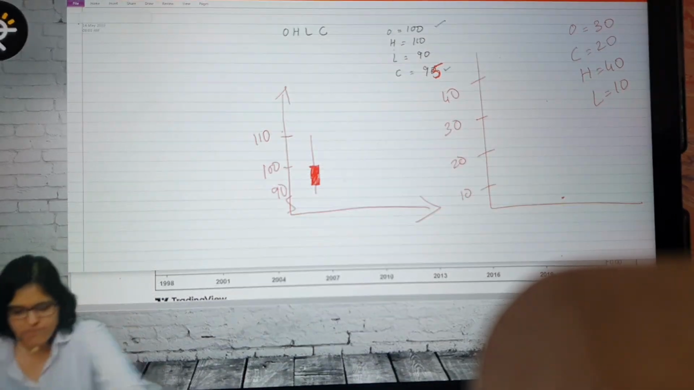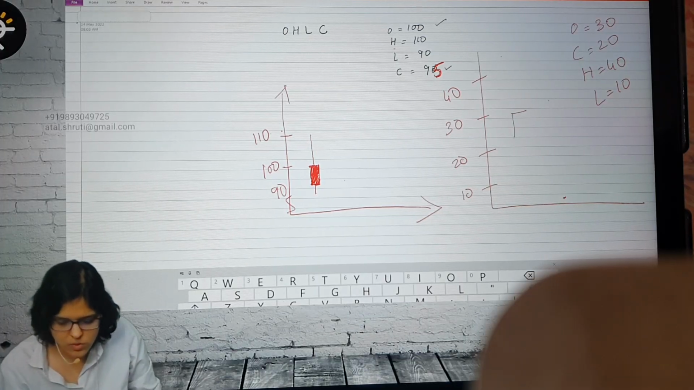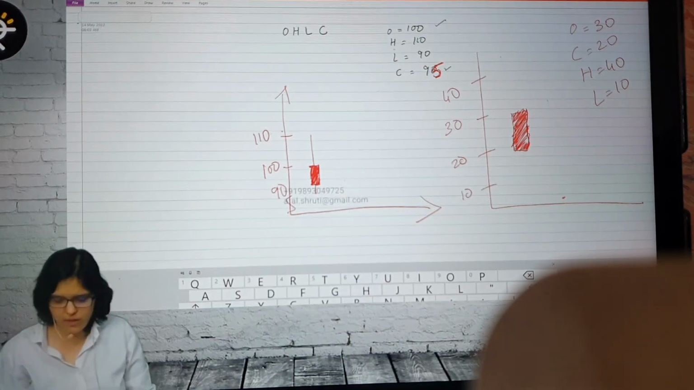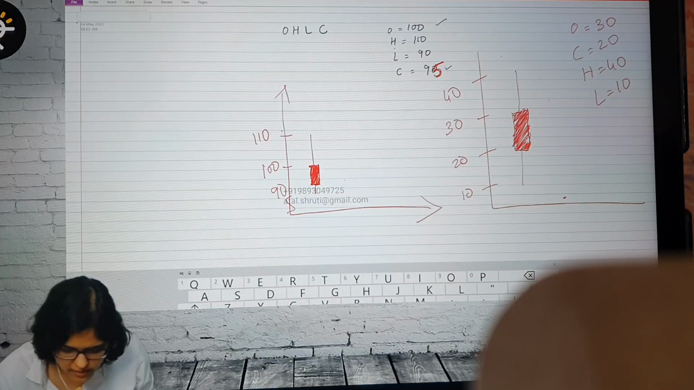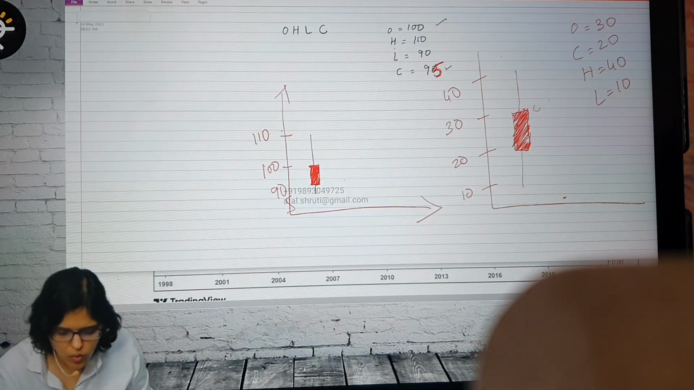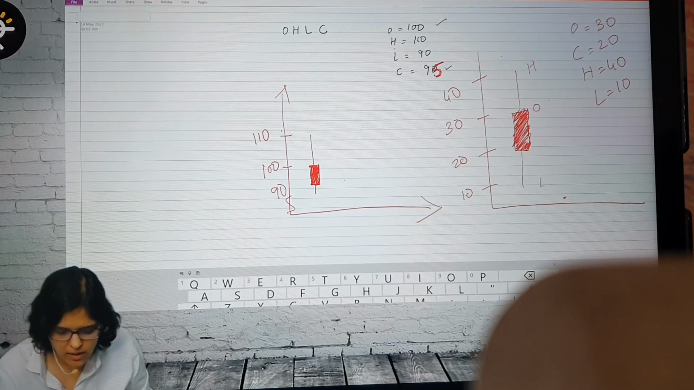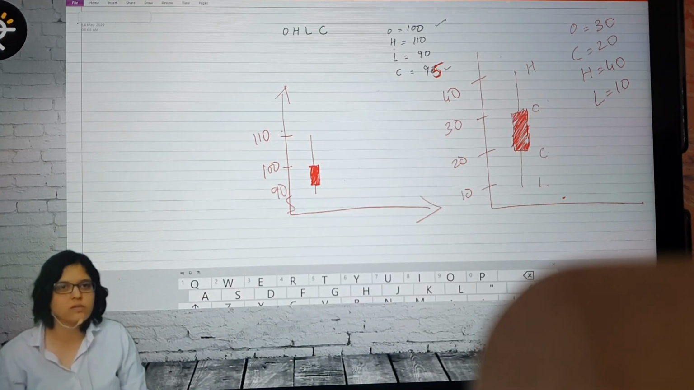So where do I start, everyone? I start at 30. Where does it close? 20. So 30 and 20 will be joined. Everyone understands here? Very simple. And high is at what? 40, low is at 10. Very easy. So can I say this is O, H, L, C, open, high, low, and close? Have you understood this? Yes.